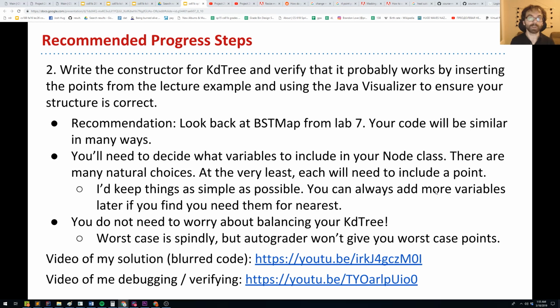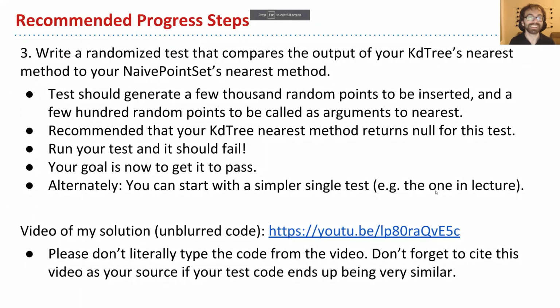Once you have the constructor for KdTree working, or once you've built it and you think it works, you should then move on to writing the randomized test that compares your KdTree nearest method to the naive point set nearest method.